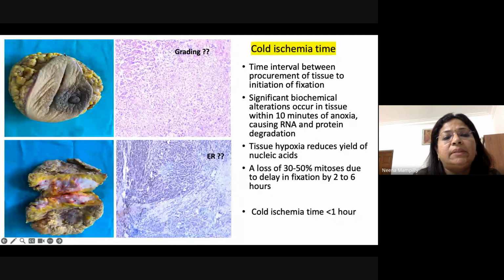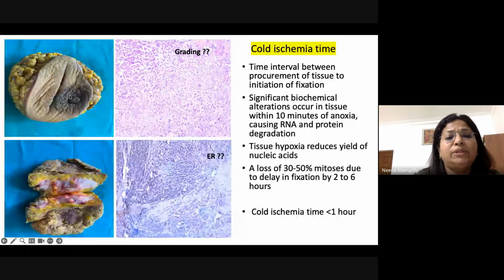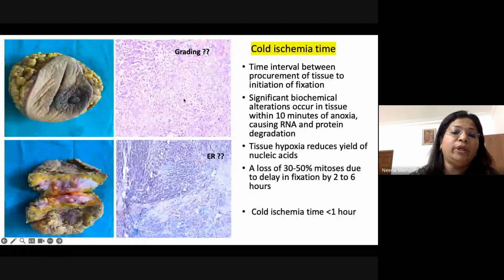Now you can see that the tumor was well inside the specimen. There is no way that formalin can reach the tumor. And this is the result. This is the grading. This is the ER. So this is almost uninterpretable. It's lost. You cannot do anything about it.